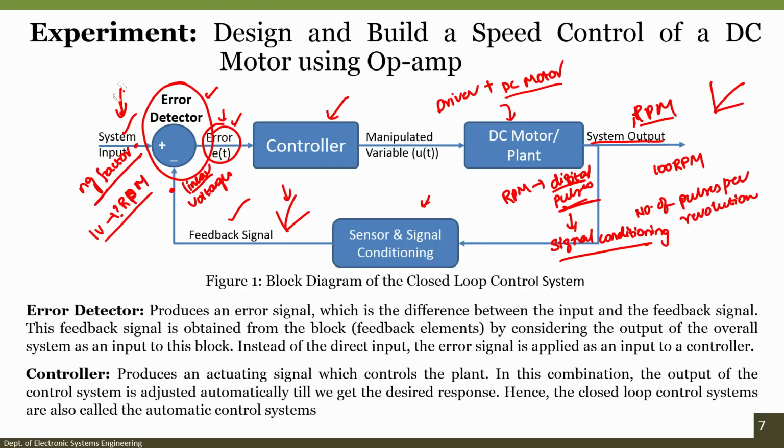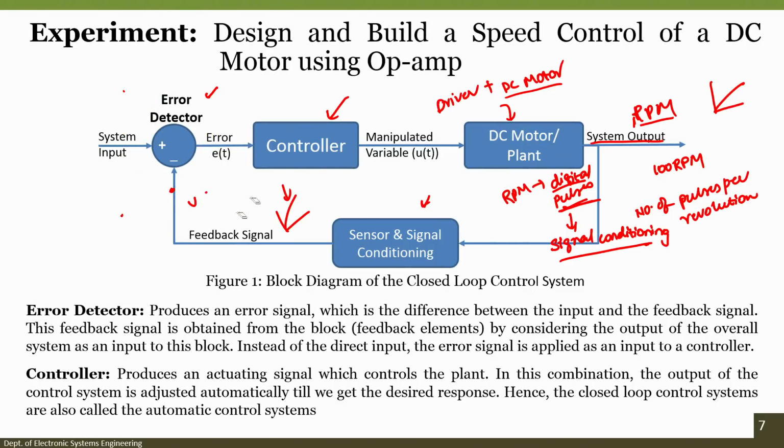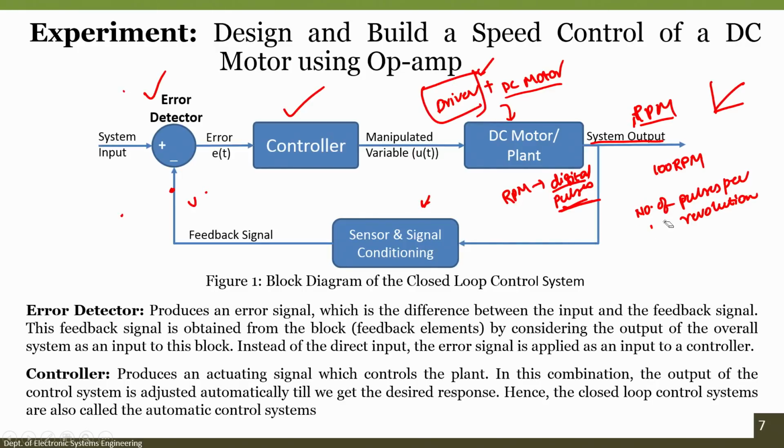So, when you look into that, there are many subsystems that we have to design for this particular case study. One subsystem would be for error detection, one subsystem for the controller, another subsystem is your driver to drive the DC motor, then one signal conditioning circuit to convert digital pulses to linear output voltage.